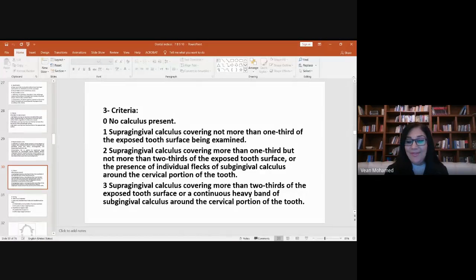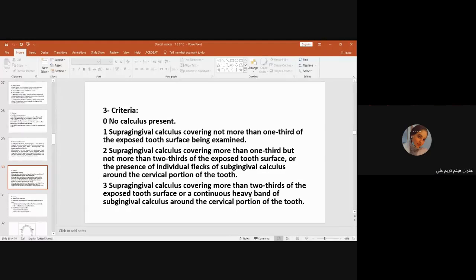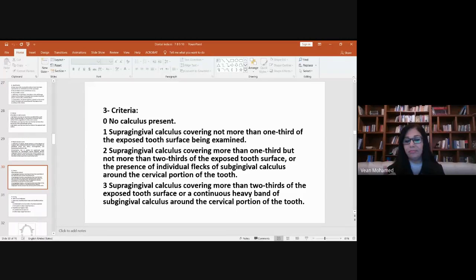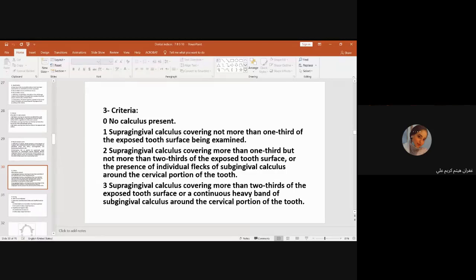Now, can anyone repeat this criteria for me? You can read it. It's very easy, just like DBRIS, but this one is calculus. If it's 0, there is no calculus, so it's good hygiene. If it's 1, supragingival calculus covering not more than 1/3. If it's 2, supragingival calculus covering more than 1/3 but less than 2/3. If it's 3, supragingival calculus covering like the whole tooth, the 3/3 of the tooth.